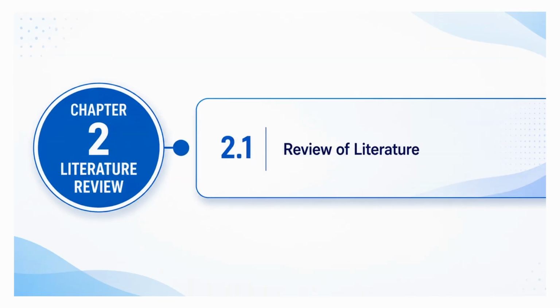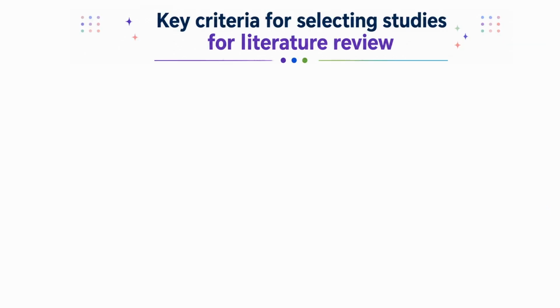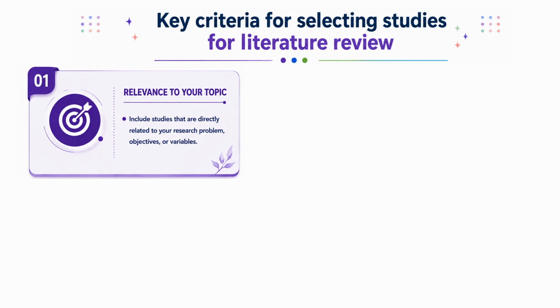Now we can go through the second chapter, review of literature. Key criteria for selecting studies for the literature review. You are identifying all the research articles which are already done on the topic. Then you are downloading those articles, and then you are checking whether the downloaded articles have relevance, good quality, and recency. These are the key criteria.